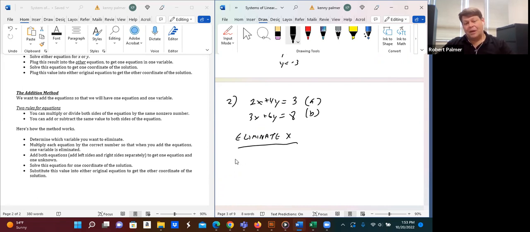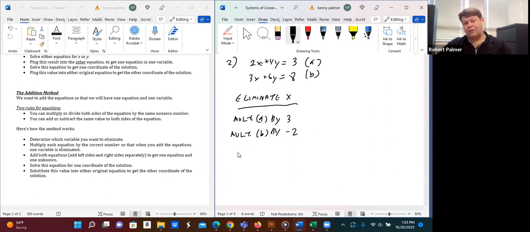What I'm going to do to make that happen is multiply equation A by 3, and then multiply equation B by negative 2. Once again, which one is negative is up to you. So if I do that, multiply the first equation by 3, so 3 times 2x plus 4y is equal to 3 times 3. And the second equation, negative 2 times 3x plus 6y is equal to negative 2 times 8.